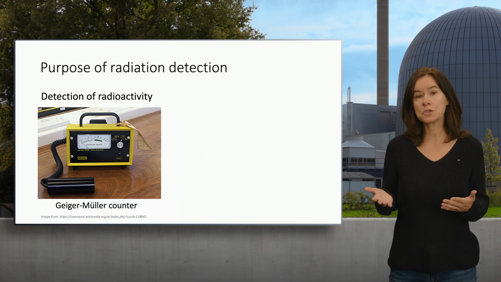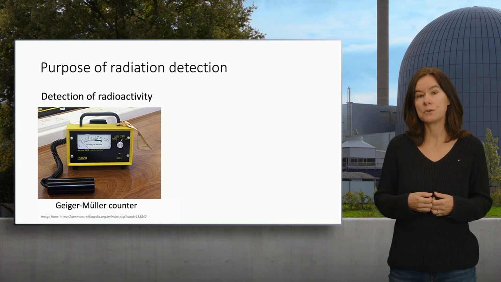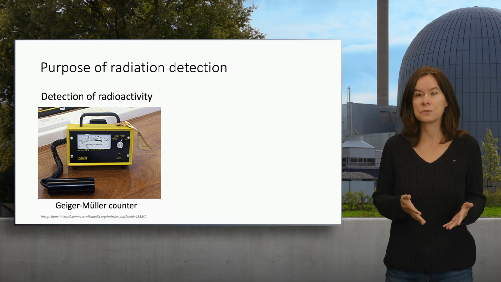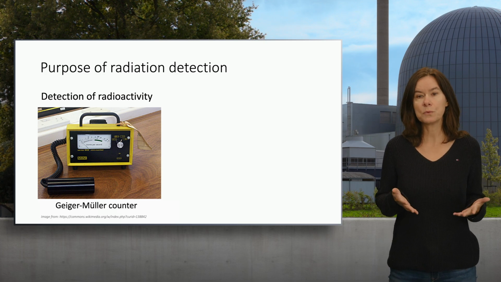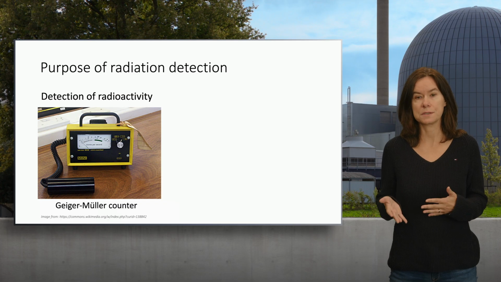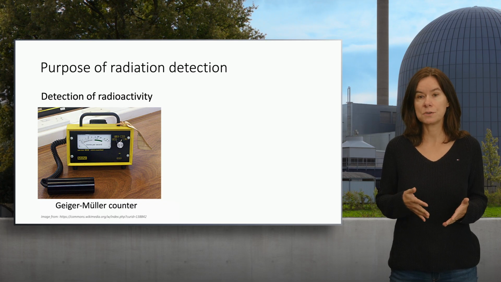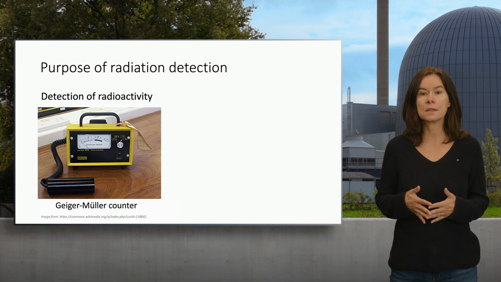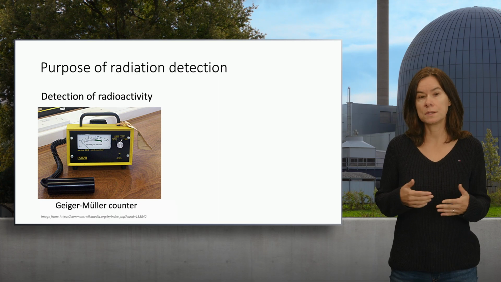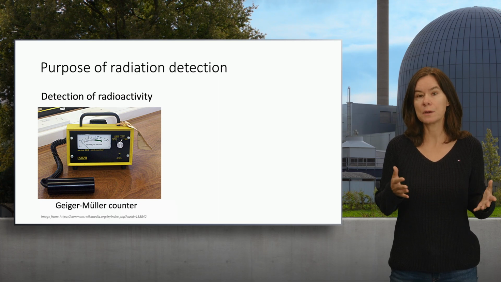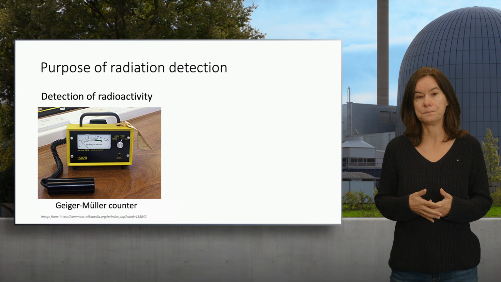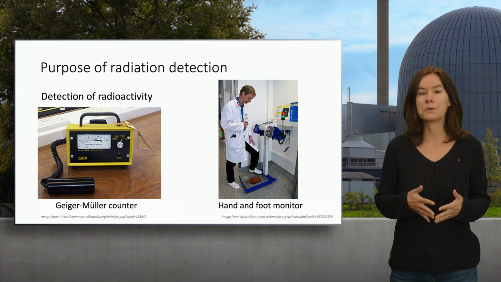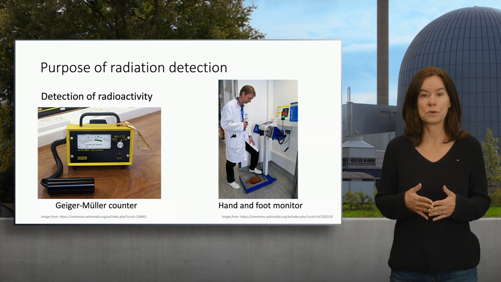Finally, sometimes we just want to find out if something is radioactive and we are not particularly interested in how radioactive a sample is or what radionuclides it contains. In such cases, radiation detectors are used that can detect low activity levels, such as a Geiger-Müller detector shown here. Before leaving a radiological area, it's important to check for personal contamination. For this purpose, a hand and foot monitor can be used.